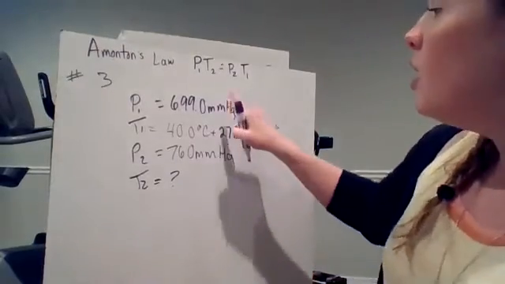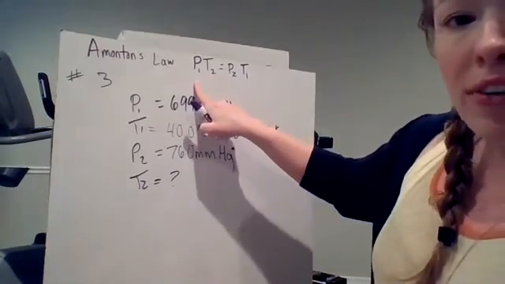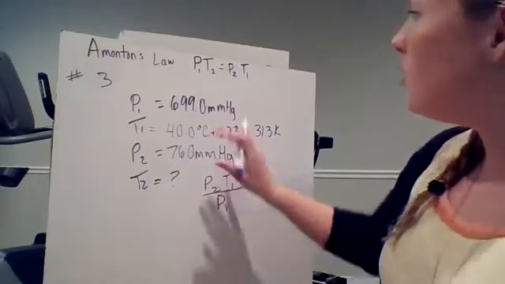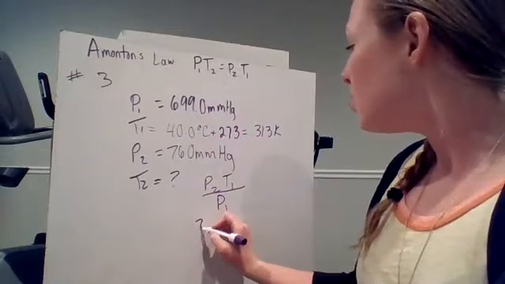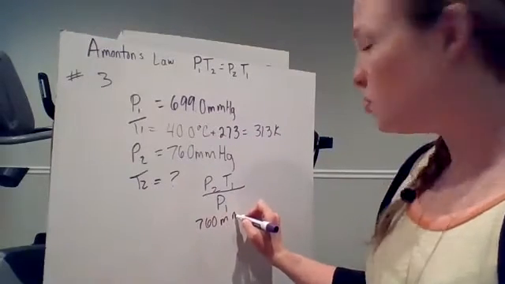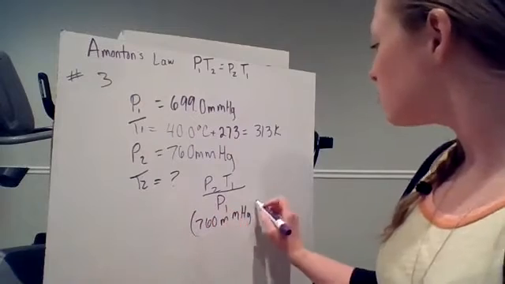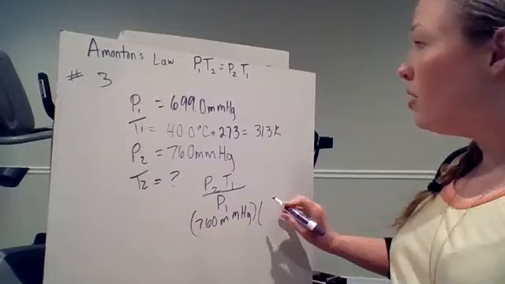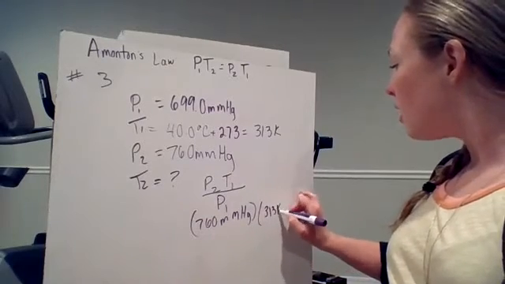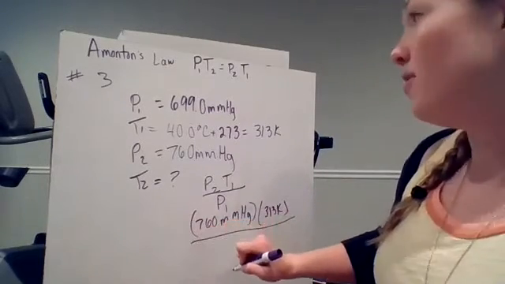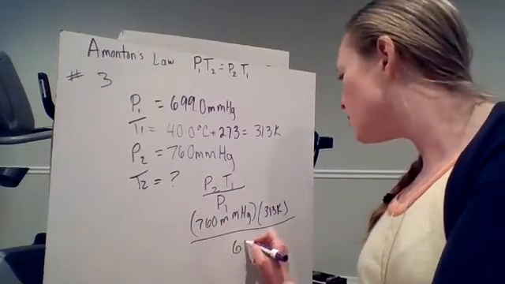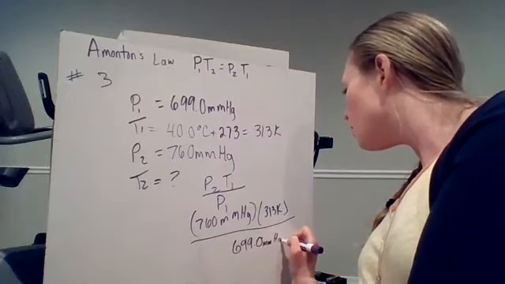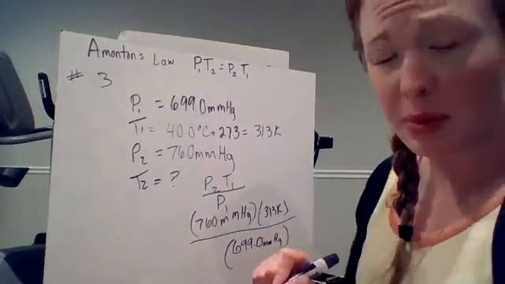So if we are solving for T2, we're going to divide by P1. So it will be P2 T1 divided by P1, and then we plug in those values. 760 millimeters mercury. Sorry guys, it's messy. There is our P2, and then we need our T1, which is 313 K. And then we're going to divide all of that by our P1, 699.0 millimeters mercury. Again, forgive me, it's messy.